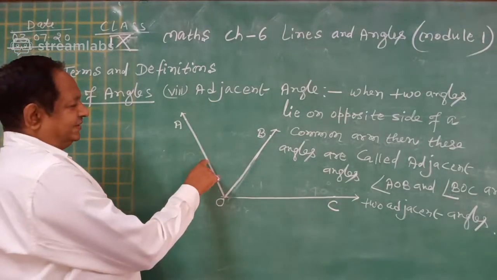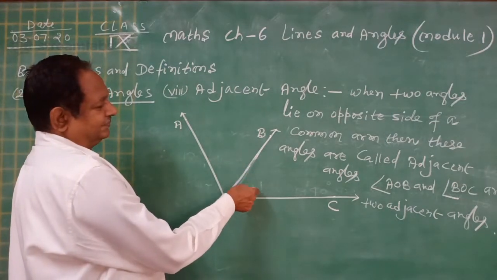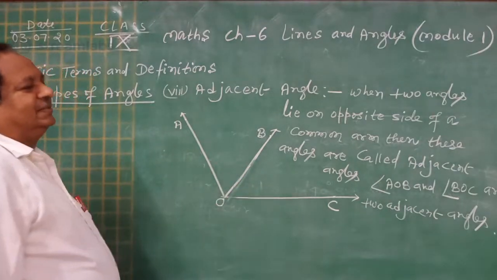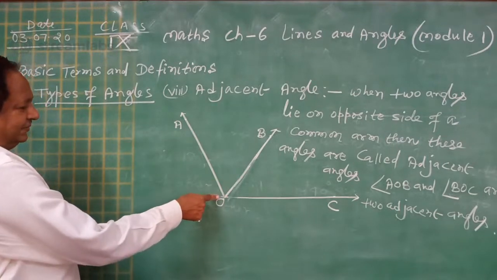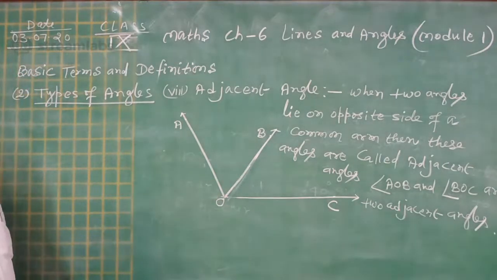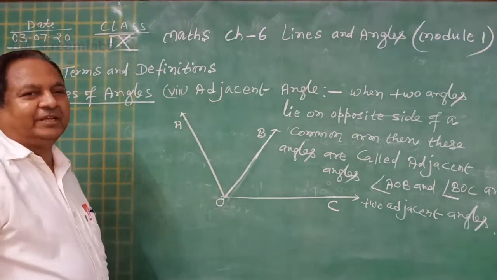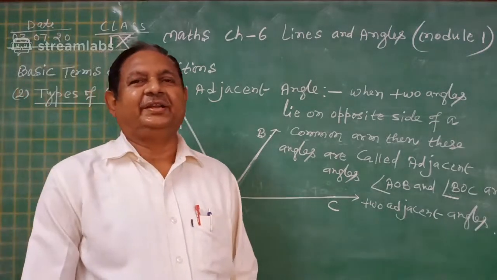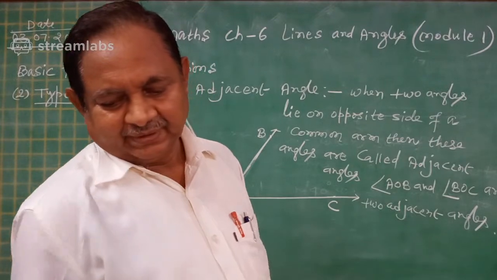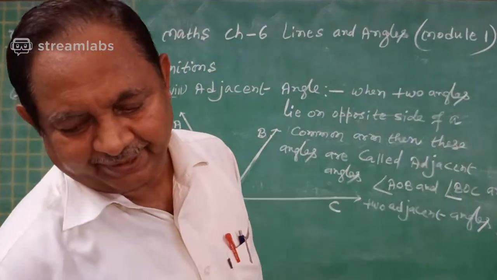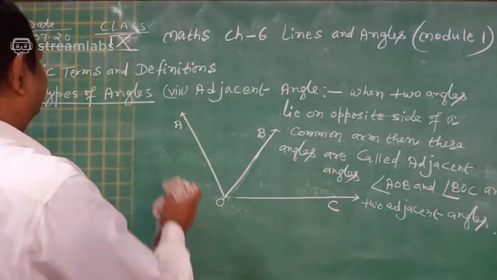So what are adjacent angles? This angle and this angle are called adjacent angles. If OA becomes a straight line, then the sum of these 2 angles will be 180 degree, and this is called linear pair of angles.